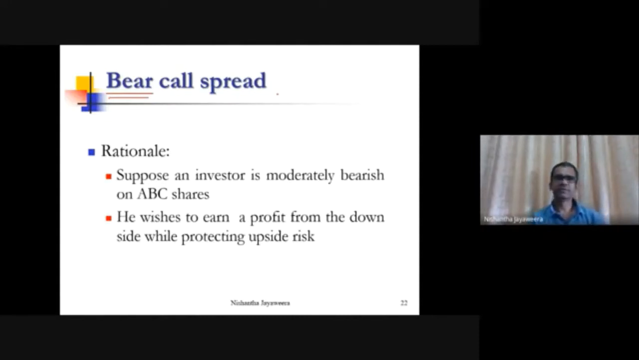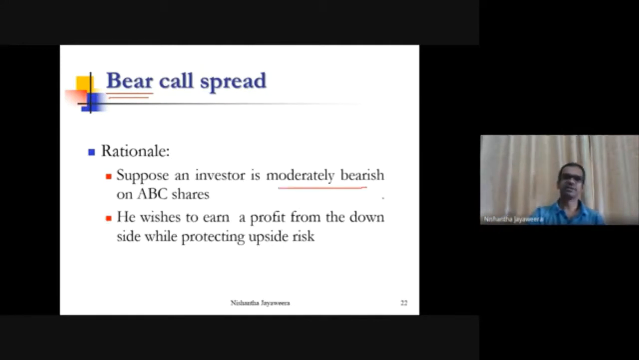So if you don't have any questions, we'll go through the bear spread. This is the opposite of the bull spread. Here, you buy the high strike one and sell the lower strike price. When do you do that? When you are moderately bearish. That means you think prices will go down, but not by a large amount.